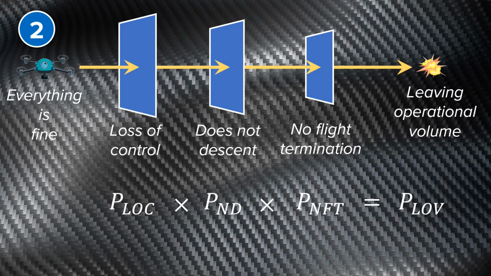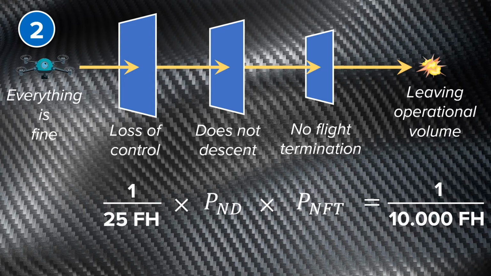Okay, let us now assign some numbers to these probabilities. Taking the easy one first. We know from step 9 that PLOV must be 1 over 10,000 flight hours. For the other three, it obviously depends on the platform, the procedures, the training, and so on. Still, for loss of control, we will conservatively set this to 1 over 25 flight hours, which means that the event loss of control will happen once for every 25 flight hours.